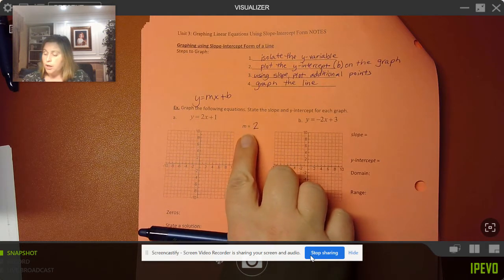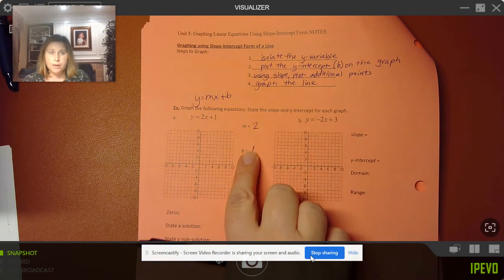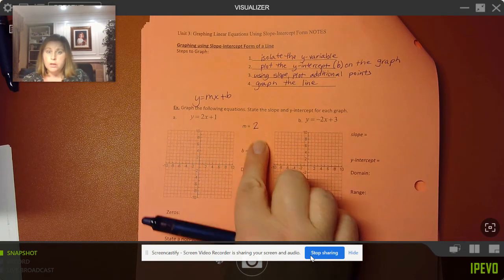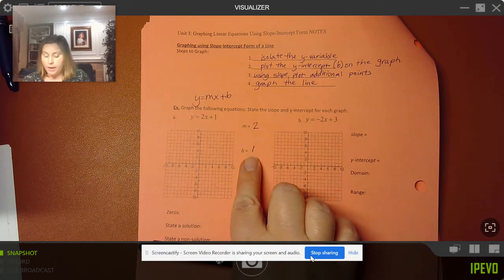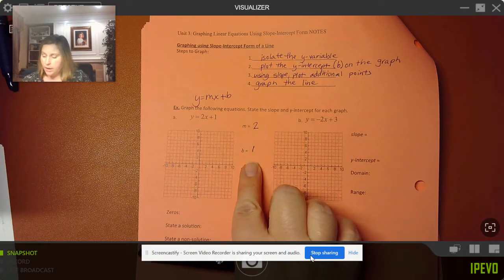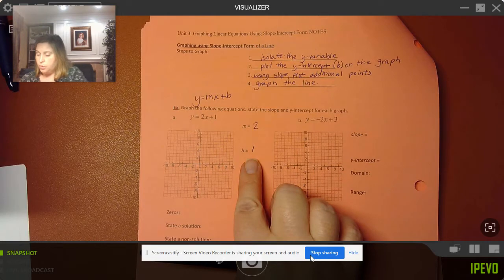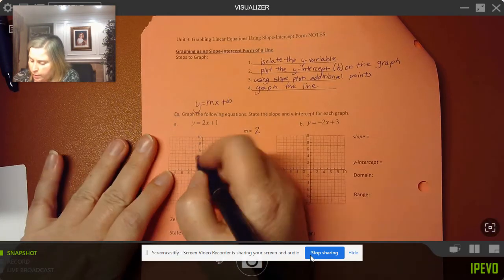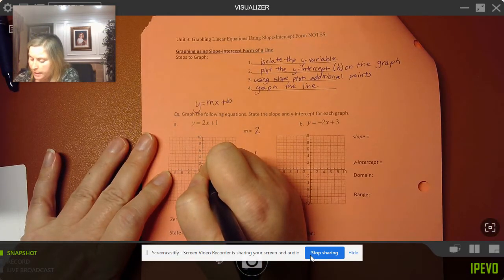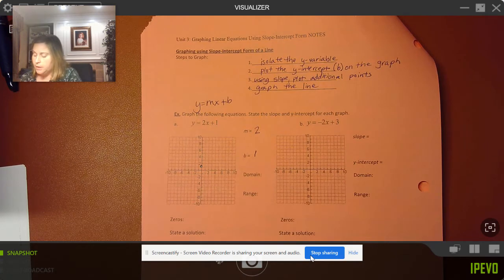So I'm going to start off, I need a starting point. This is where our line is going to cross the y-axis. So I know that it's going to cross through the y-axis at 1. So I'm going to go right here to positive 1, and I'm going to plot my point. And then I know that my slope is 2.